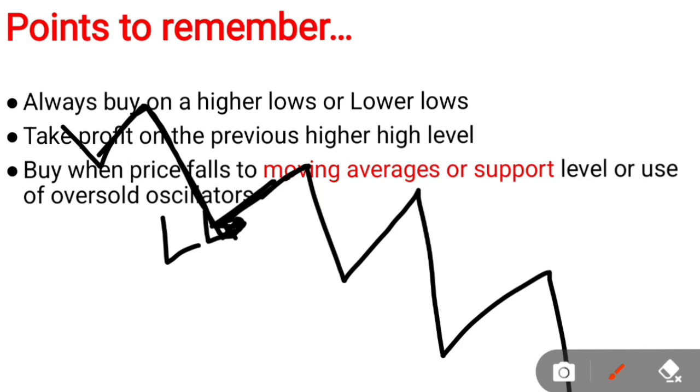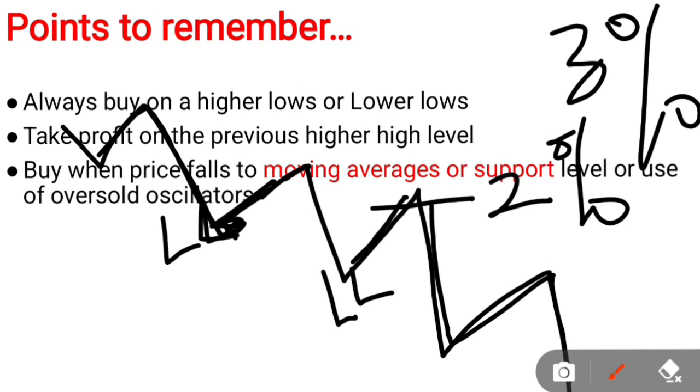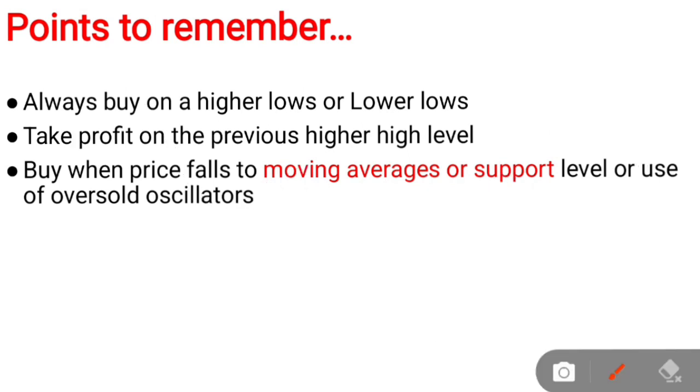So you want to buy at the lower low, so that as the market is correcting slightly here, you make a few profits, maybe like 2% or 3% sometimes. Then you exit the market before the market even goes lower. Okay, so you always have to take profit on the previous higher high level.